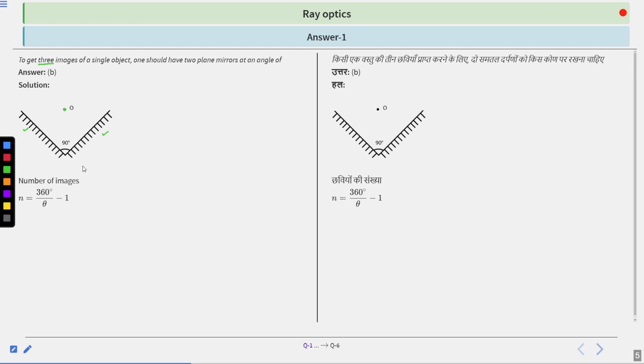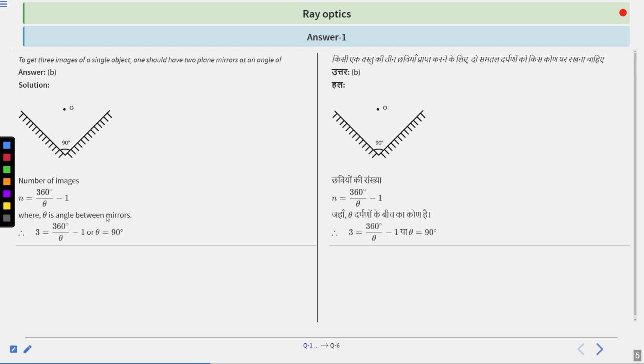Clear? So put all the given terms in this formula, and then you will get the correct option. Theta is the angle between the mirrors. So the number of images is 3, which is equal to 360 divided by theta, minus 1. After calculating, you will get theta is equal to 90°. It means the angle between the mirrors should be 90°. So the correct option is option B.